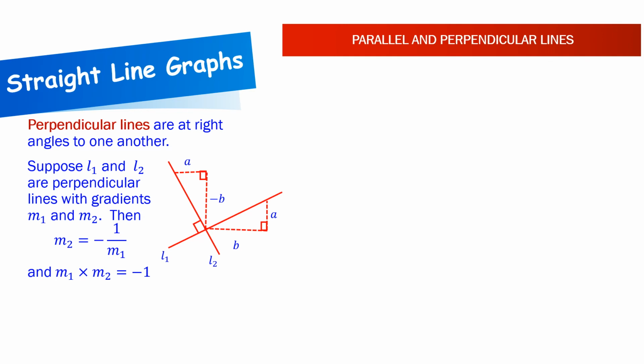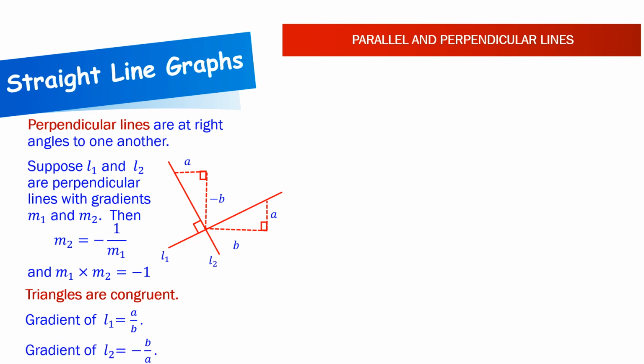We can see this if we put triangles as shown on the diagram. These two triangles are congruent. And if we find the gradient of each of these lines, we have that the gradient of L1 equals a over b, and the gradient of L2 equals minus b over a.